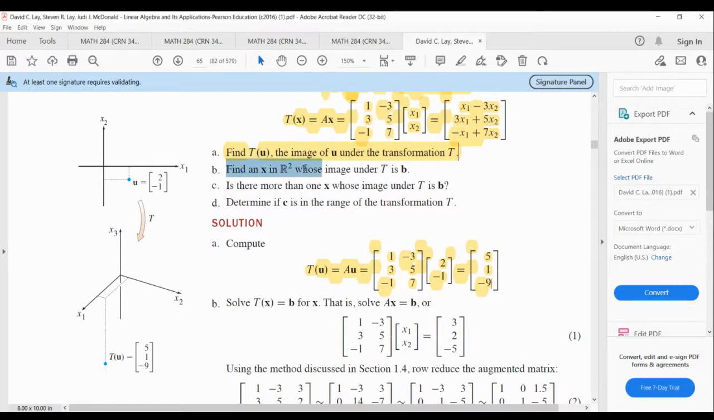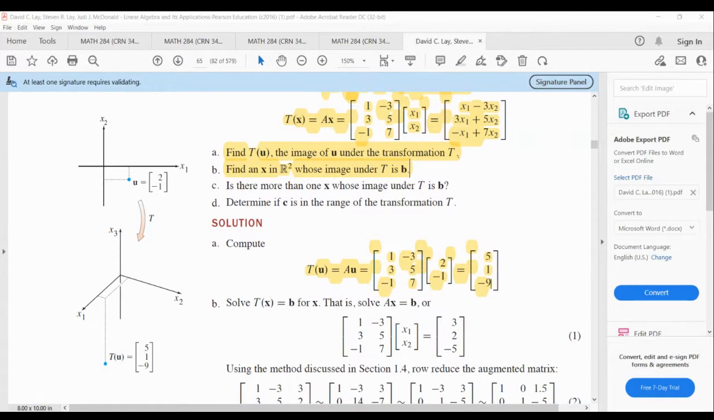Okay, well, let's talk a little more. For B, they want you, in this case, to find a vector x in R squared whose image under the transformation is vector B. You're not turning the matrix into a vector in part A. You are taking a vector U and multiplying it by a matrix A. And that's defined as your transformation of the vector U. That's how your transformation is defined.